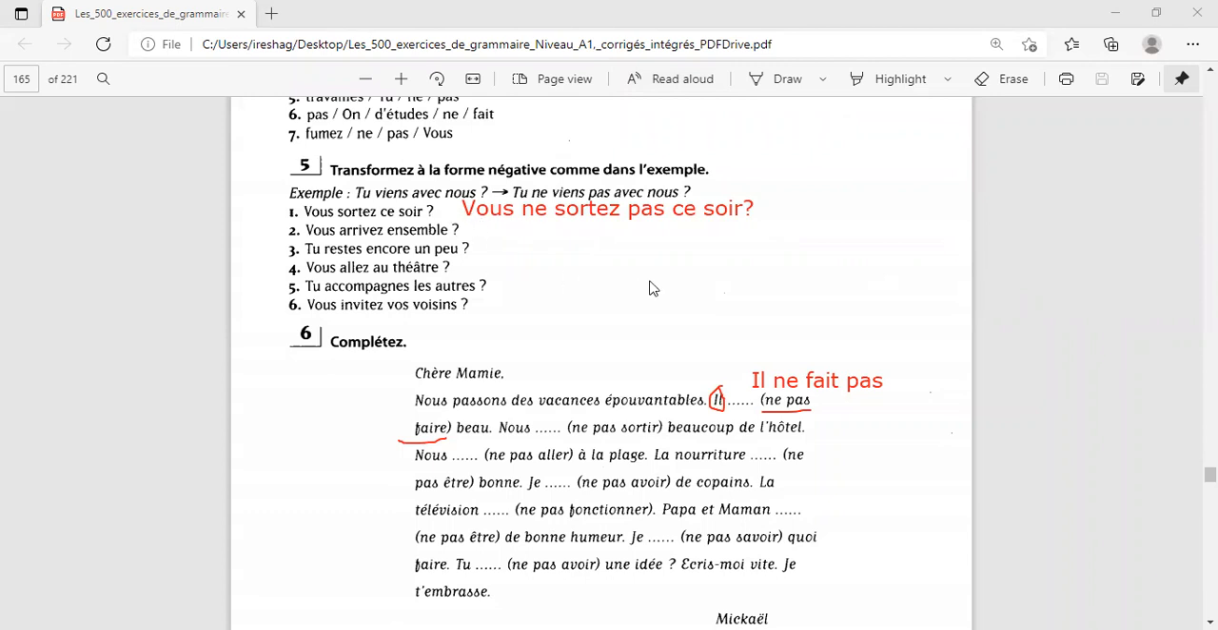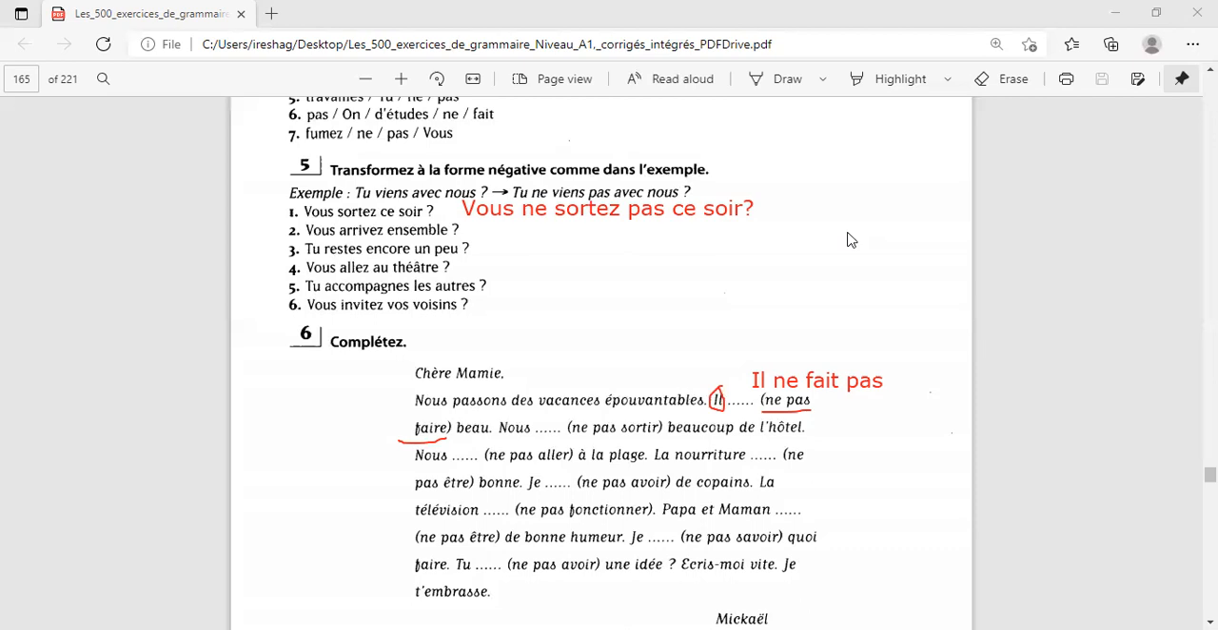Okay, I'll be repeating this one because I forgot to record it. Tu viens avec nous, you come with us. Tu ne viens pas avec nous. Vous sortez ce soir, you go out this evening. Vous ne sortez pas ce soir. Vous arrivez ensemble, you arrive together. Vous n'arrivez pas ensemble.